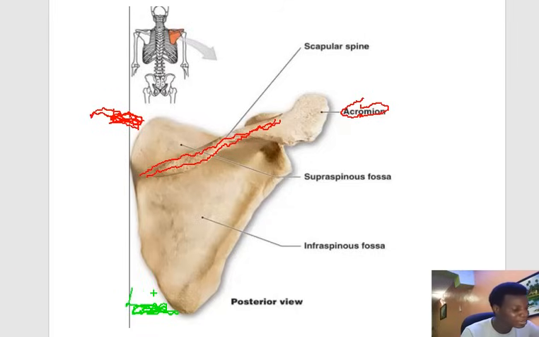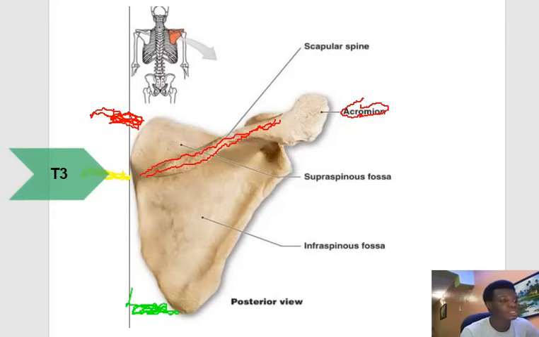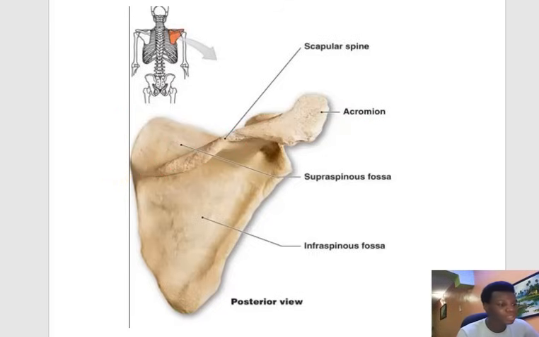Now understand that the spine of the scapula is associated with the T3 vertebra. Okay, so sometimes the spine of the scapula will be painted and you'll be asked to identify the landmark for it. So it is associated with the third thoracic vertebra. So let's move on now and talk about some important muscles taking origin or inserting on the spine of the scapula, otherwise called the scapular spine.